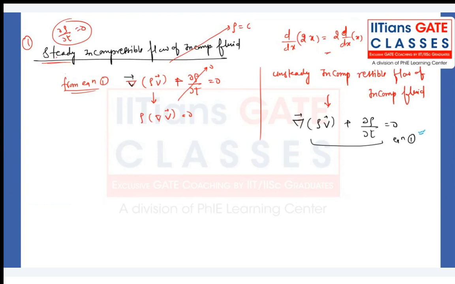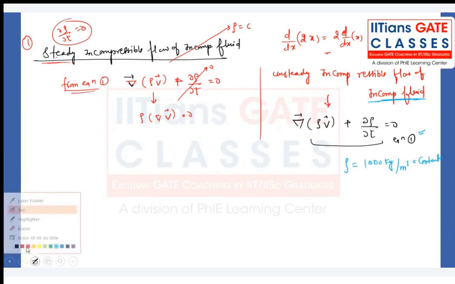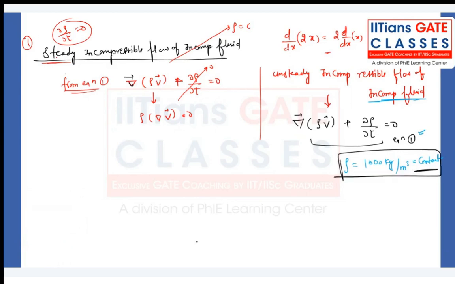Correct. Incompressible fluid means density is, suppose for example, 1000 kilogram per meter cube. Density is constant. Density is constant means what? Density is neither a function of x, y, z, or t, or any other variable.